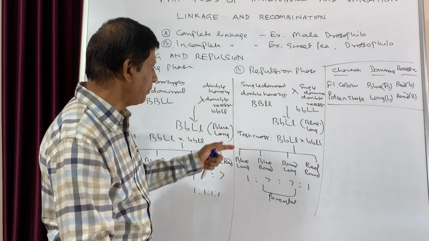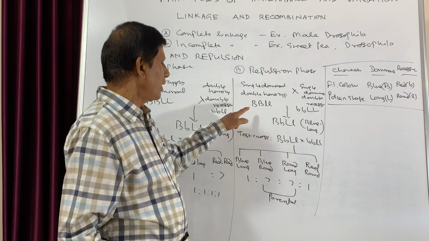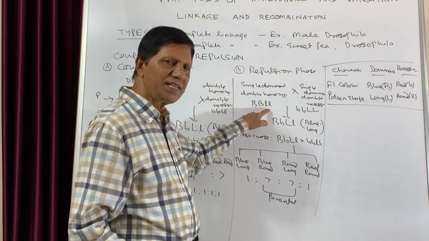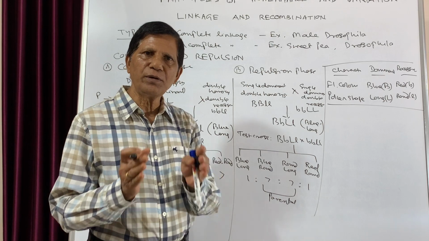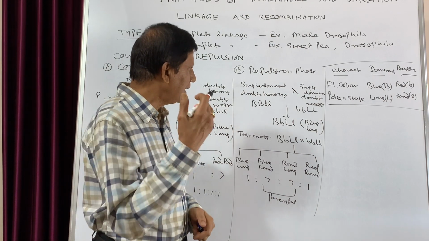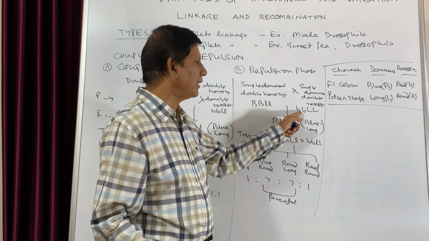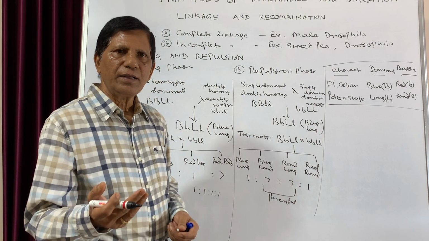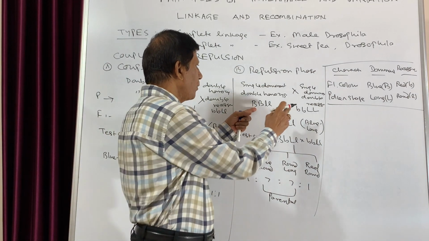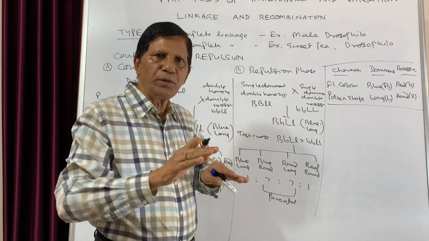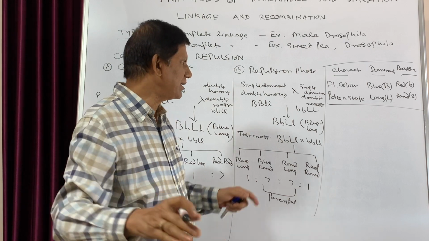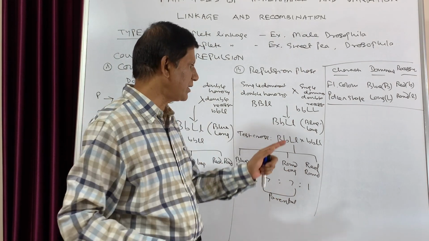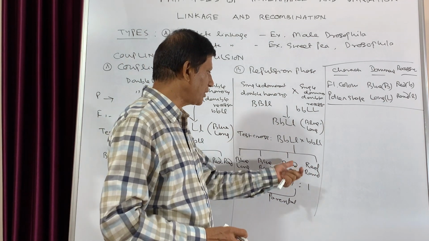That means in a repulsion phase, what happens? The one dominant and one recessive, they tend to remain together, and in the other chromosome, the recessive and one dominant, they remain together. That means here the dominant characters tend to repel each other, and the recessive characters also tend to repel each other. That means always one dominant, one recessive, they stay together. That is the conclusion from this.